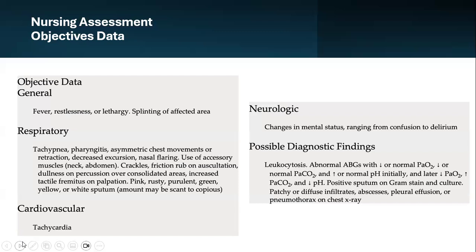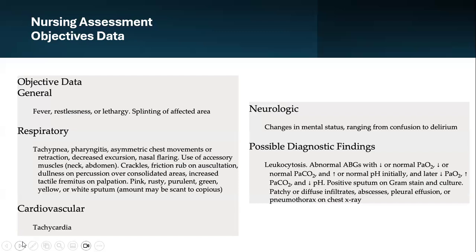For the sputum, you may find pink, rusty, purulent, green, yellow, or white sputum. It's really important for you to know the colors to identify what kind of sputum the patient has right now. For the cardiovascular system, you may find the patients in tachycardia. For the neurological system, you may see changes in mental status ranging from confusion to delirium.